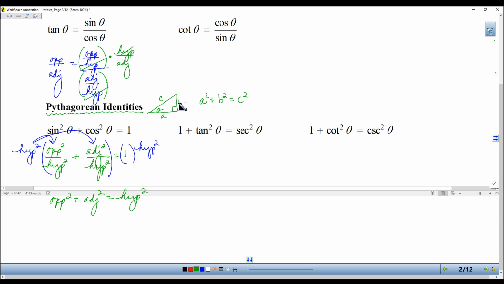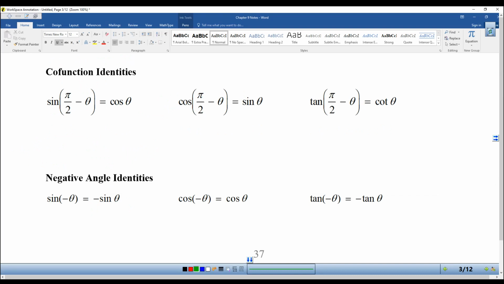If this is theta, opposite squared plus adjacent squared is hypotenuse squared. And again, I'm not going to show you that exercise for all three of them, but I wanted you to understand why this identity is true. And then we'll use it for a variety of things.